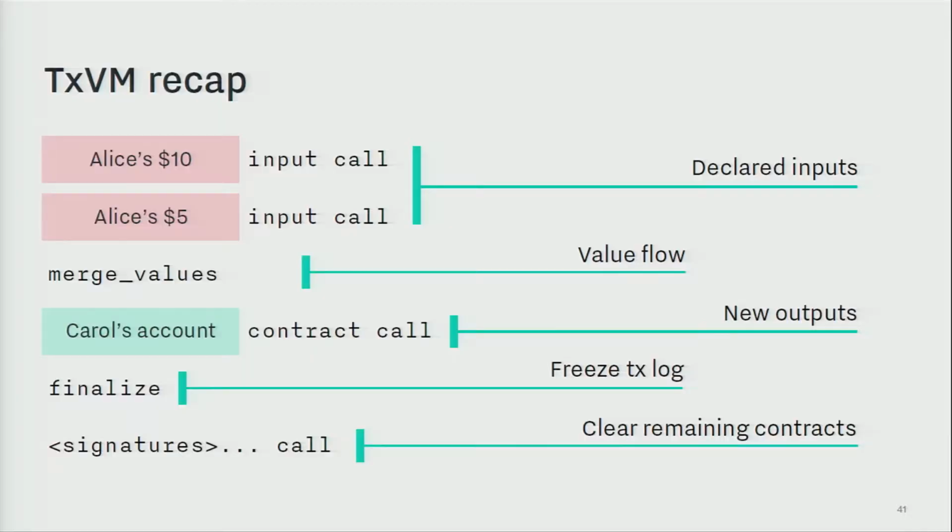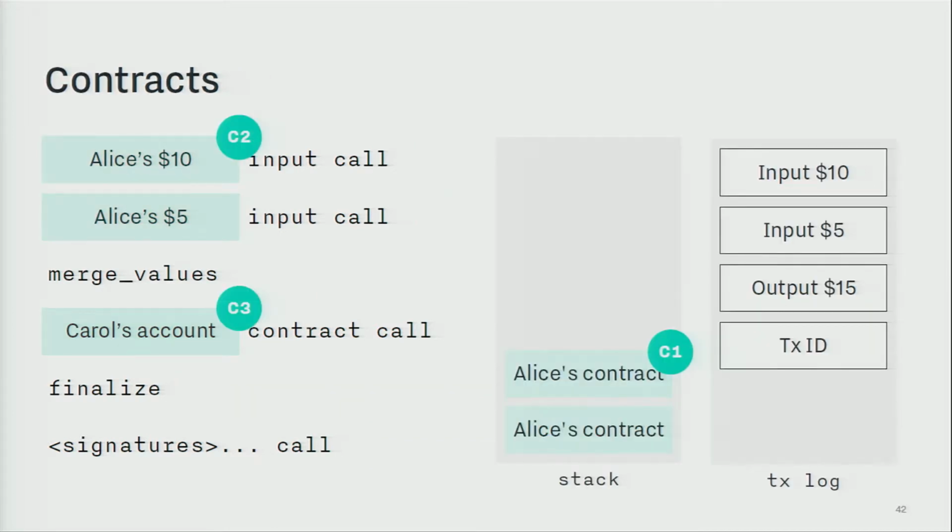As a recap, we declared some inputs, we managed the value flow, we declared new outputs, we froze the transaction log so you couldn't edit the log after it was done, and then we cleared the remaining contracts by adding signatures. And these are contracts in this diagram. I didn't go into too much detail because of limited time, but you can read more about that.